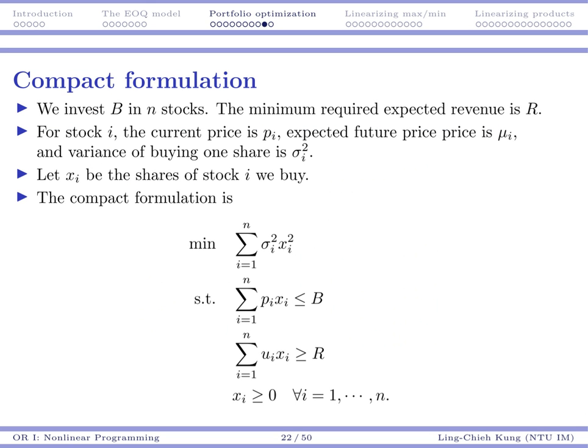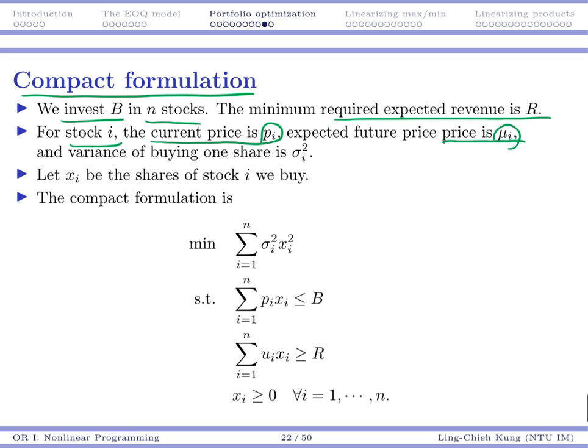So in practice, people are using this kind of model a lot. And obviously, we may want a compact formulation to make it general. So let's say we want to invest $B into N stocks. The minimum required expected return is still R. The current price is PI for stock I, and the expected future price would be UI. Also, you don't really have two prices, you just have one price. And then the variance of buying one share would be sigma I squared. So xi is still our decision variables.